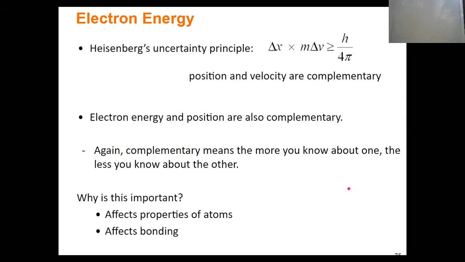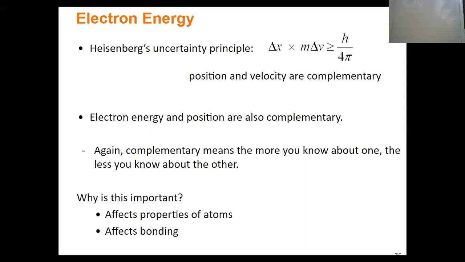Okay, we left off last time. We just started covering Heisenberg's uncertainty principle, and we talked about the fact that position and velocity are complementary properties, meaning that the more we know about one, the less we know about the other. Another set of complementary properties are electron energy and electron position. So the more we know about electron energy, the less we know about where it's located.